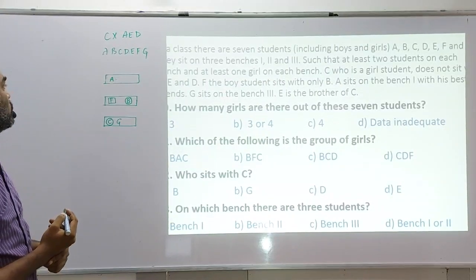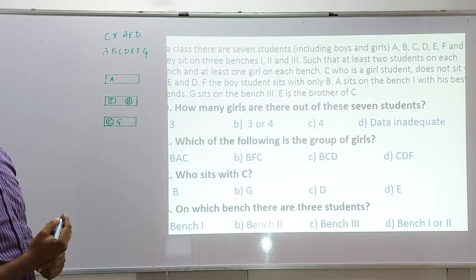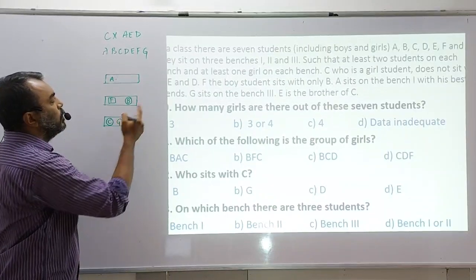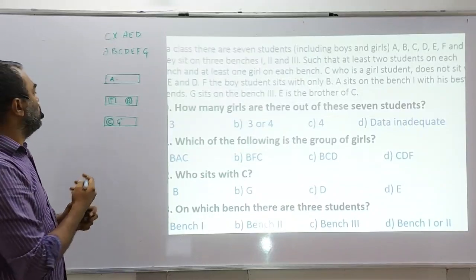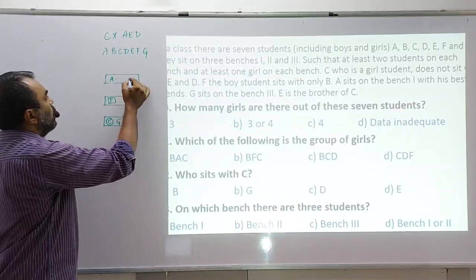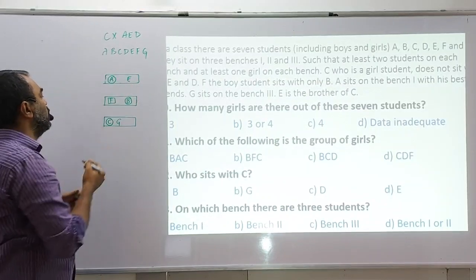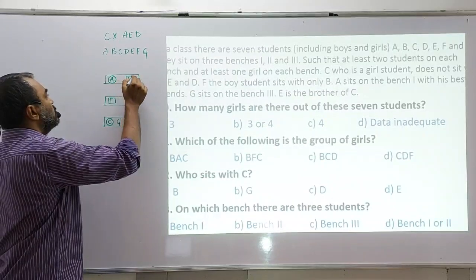E is the brother of C. So if C is the only girl here, but C does not sit with A, E, and D, and E is the brother, it means E will now come here, because they are not on the same bench. It is the brother, so A has to be the girl. So E is the brother, we know, is the boy.